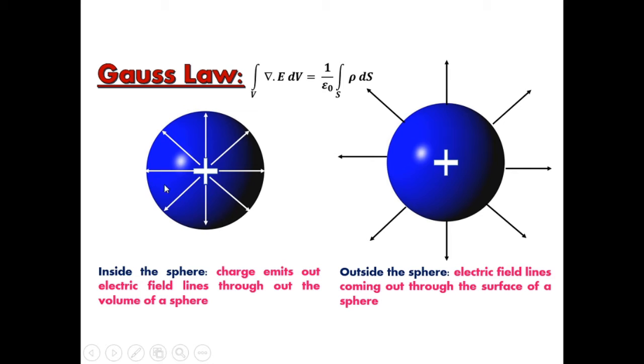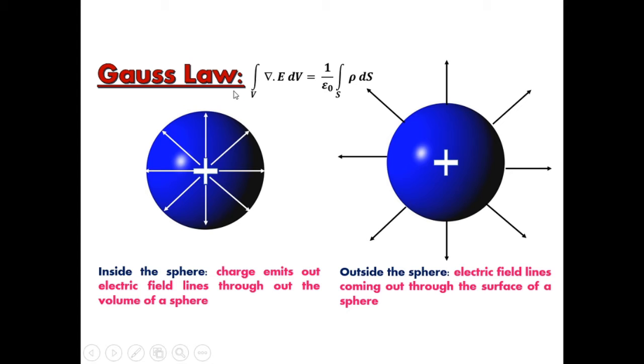Now, how is the electric field recognized? The electric field can be represented with the help of electric field lines emitted out by a charge. Let us consider that the electric charge having a positive sign is concentrated at the center of a sphere. Now, we are going to understand Gauss law with the help of these two diagrams.